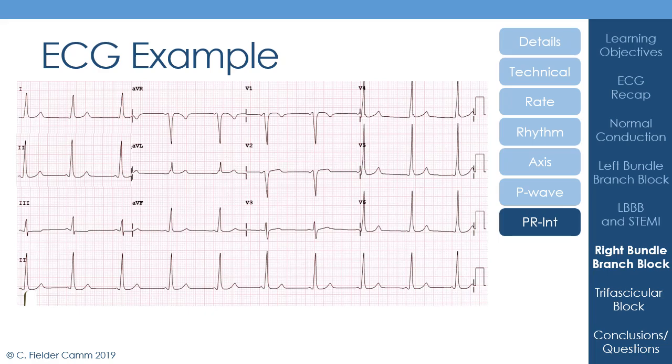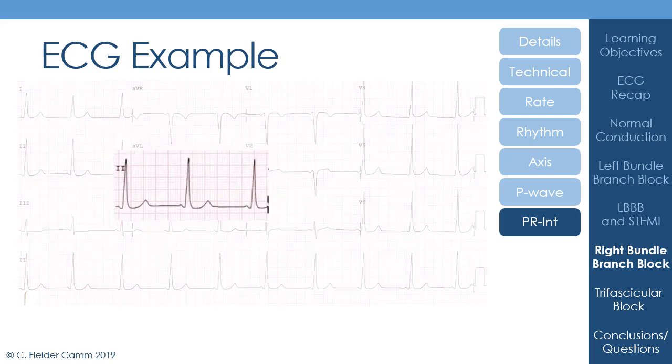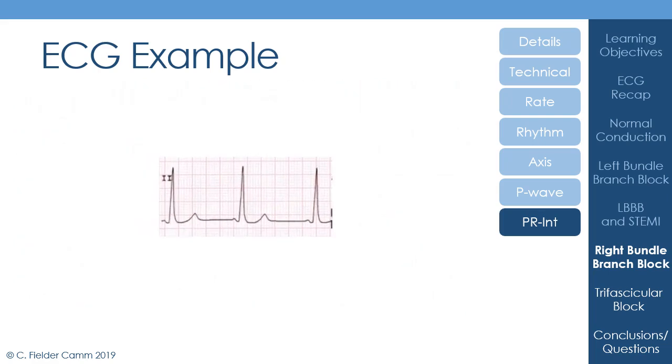What about the PR interval? Well, I've got to say I think it's a little bit short. So if we pull up a lead here, this is lead 2, we can see that that's the beginning of the P wave to the beginning of the QRS complex, and that's probably in the region of about 100 milliseconds. So that's shorter than we would expect, isn't it?